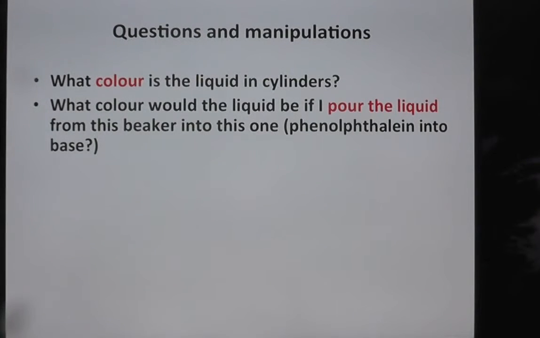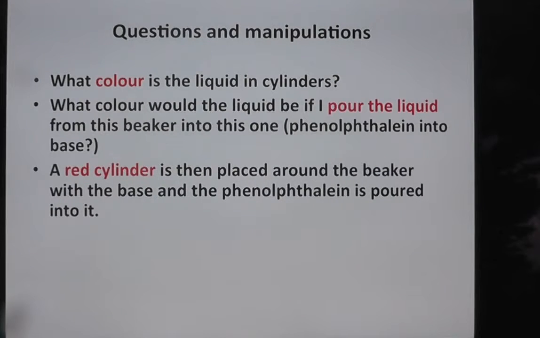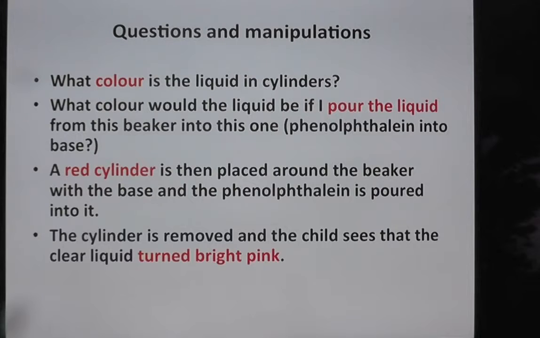Questions and manipulations were as follows. The child was asked, what color is the liquid in cylinders? What color would the liquid be if I pour the liquid from this beaker into this one, phenolphthalein into base? A red cylinder is then placed around the beaker with the base and the phenolphthalein is poured into it. The cylinder is then removed and the child sees that the clear liquid turned bright pink.